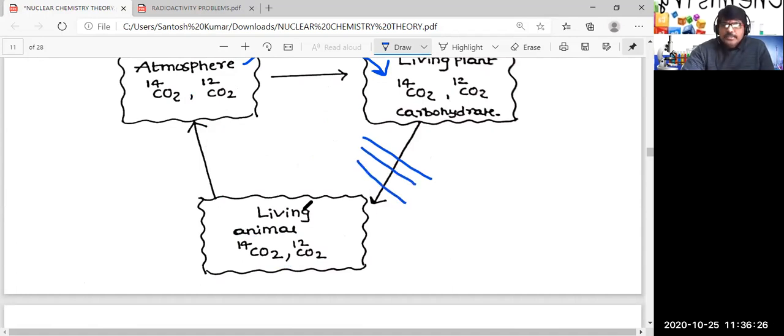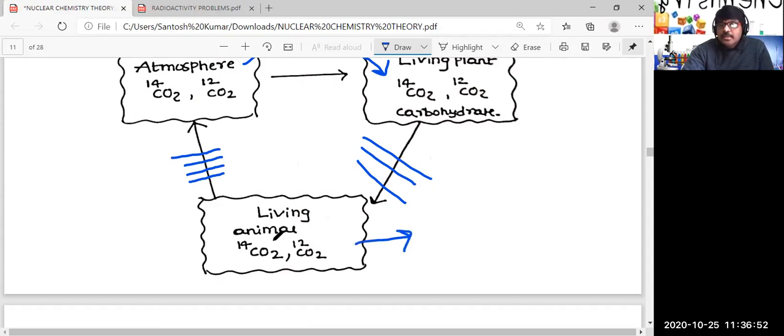And obviously here, carbohydrate does not undergo combustion. So carbon dioxide is not produced, and there is no intake, and also carbohydrate is not converted into carbon dioxide. But the physiological process is stopped, while radioactive disintegration will take place continuously.